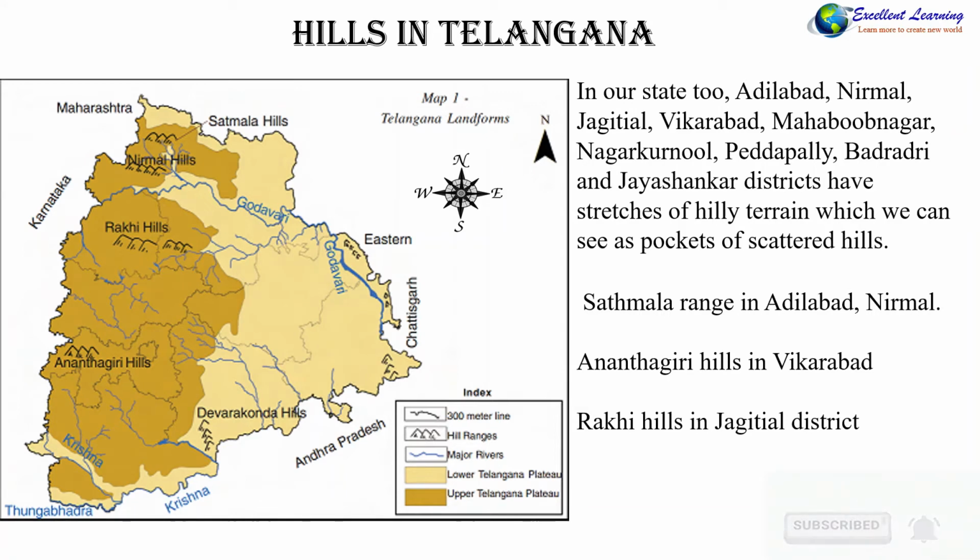Children, now look at this Telangana map and find the Satmala range. The Satmala range is located in Adilabad district, the Anantagiri hills are located in Vikarabad, as well as the Rocky hills located in Jagityal district. Children, these are all the hills that come under the Upper Telangana Plateau.